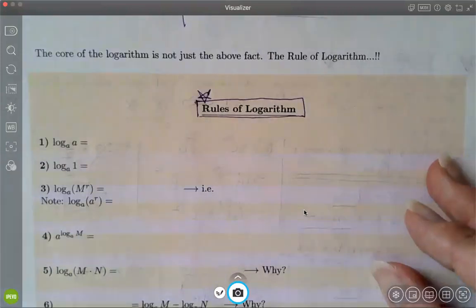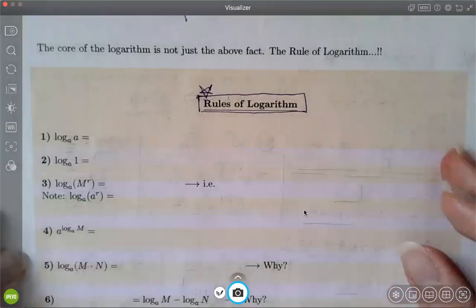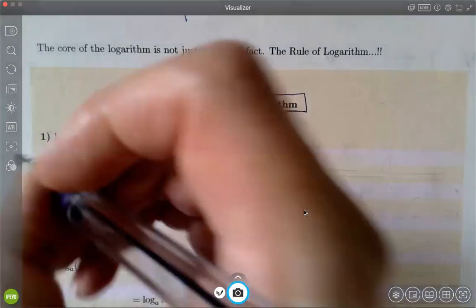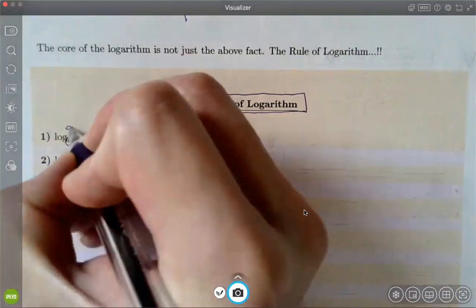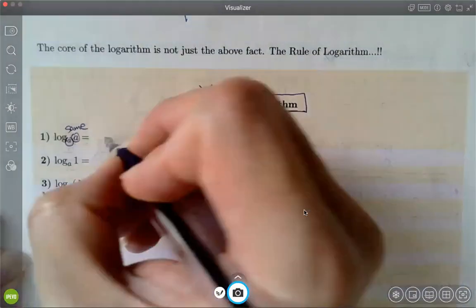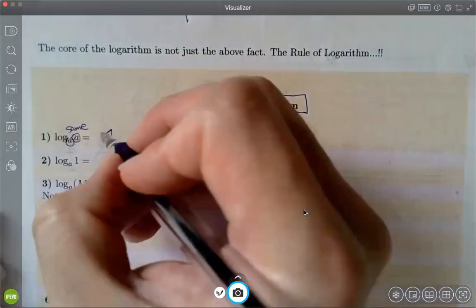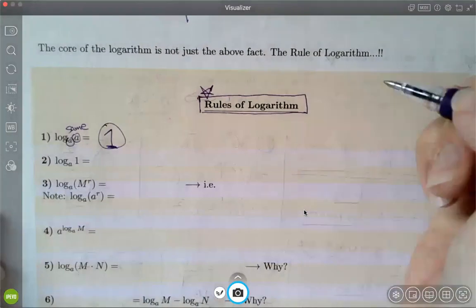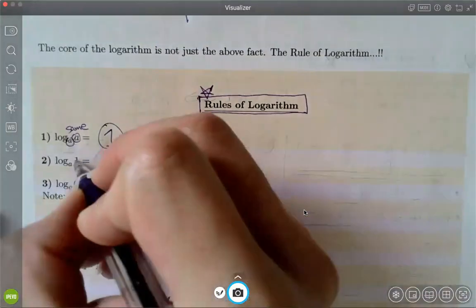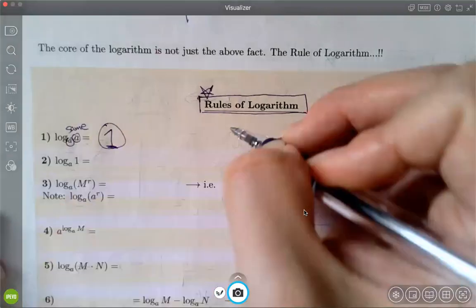So rules of log. Number one, log base A applied to A. These two numbers are the same. When they are the same, no matter what your A is, it's equal to 1. And now, log base A applied to 1. Now 1 is here. In that case, it's equal to 0.